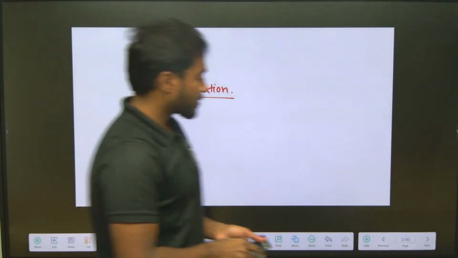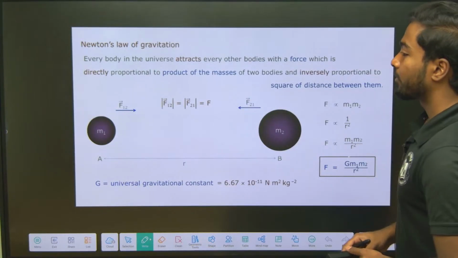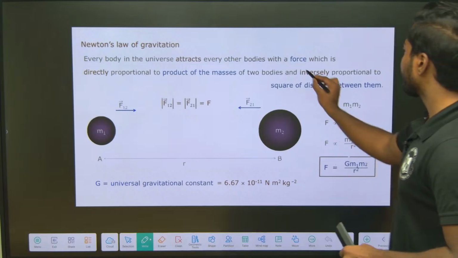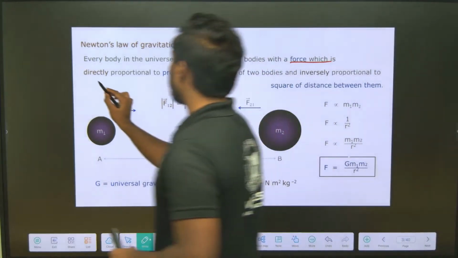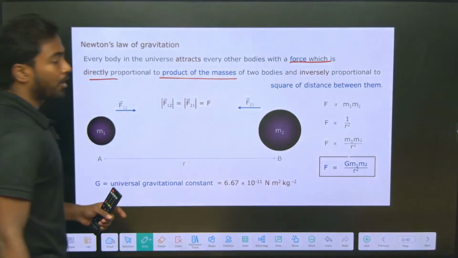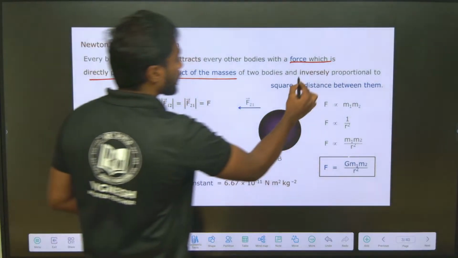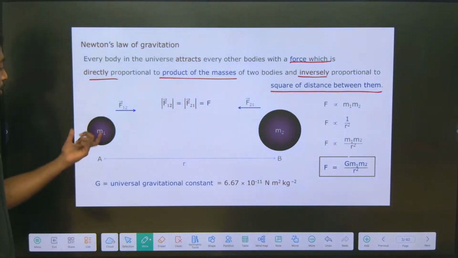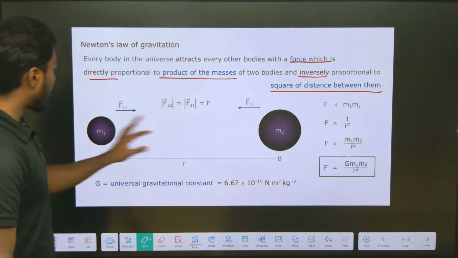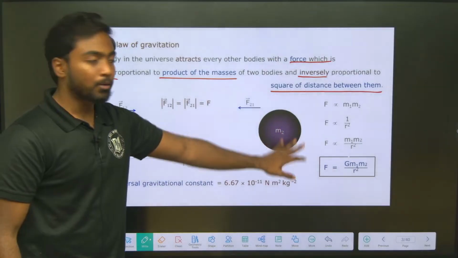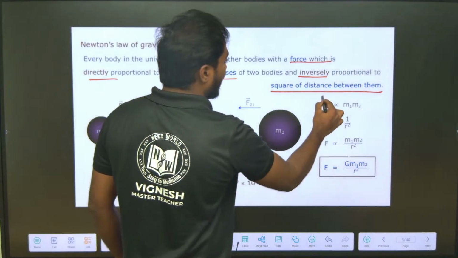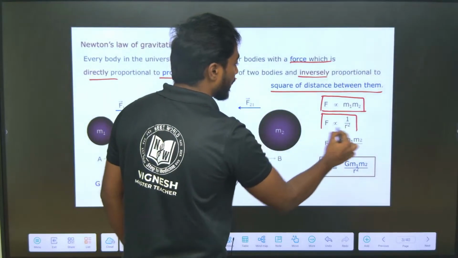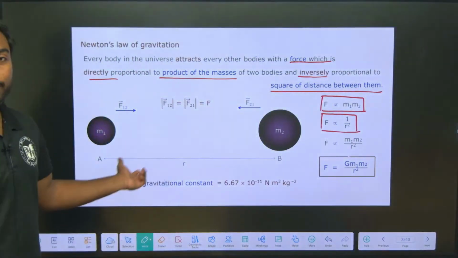Right. So the first point we are going to discuss is Newton's law of gravitation. Every body in the universe attracts every other body with a force which is directly proportional to the product of their masses and inversely proportional to the square of the distance between them. Consider object 1 and object 2, with masses m1 and m2. The force is directly proportional to m1 and m2, and inversely proportional to r square. r is the distance between the two masses.